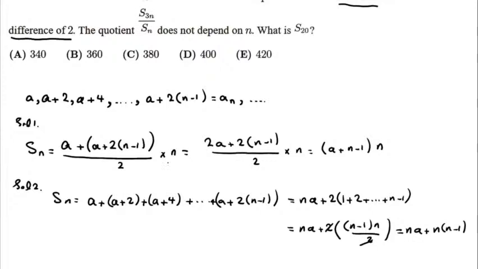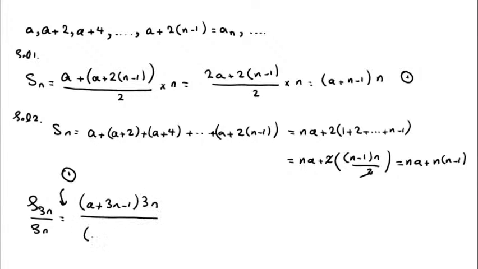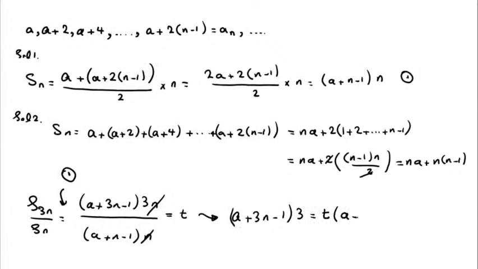Now, we know Sn. S3n over Sn equals what? Let's use this part, let me call this 1. If you replace n with 3n, it will be a plus 3n minus 1 times 3n over a plus n minus 1 times n. It says it is a constant t. So if we cancel this, and it's correct for all n, a plus 3n minus 1, if we cross multiply, times 3 equals t times a plus n minus 1.